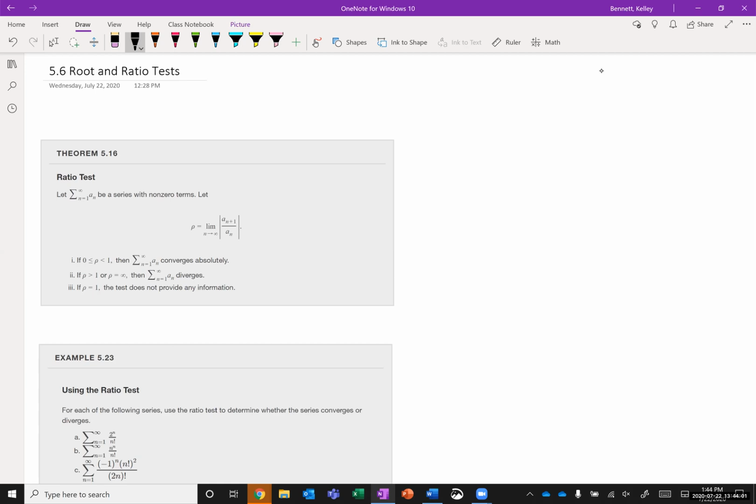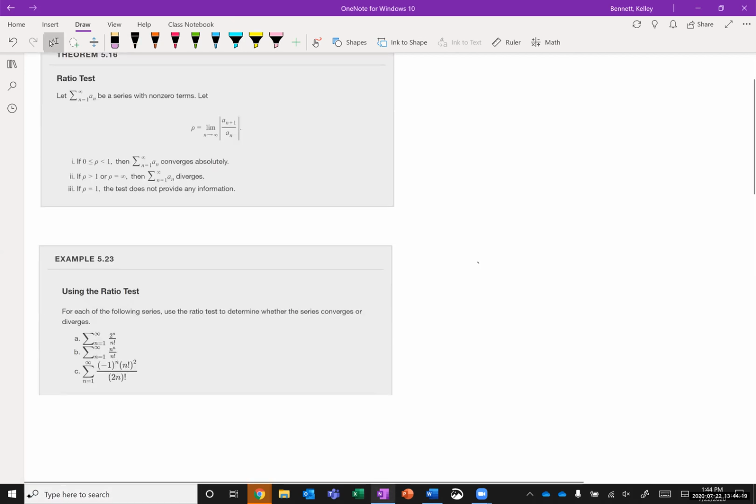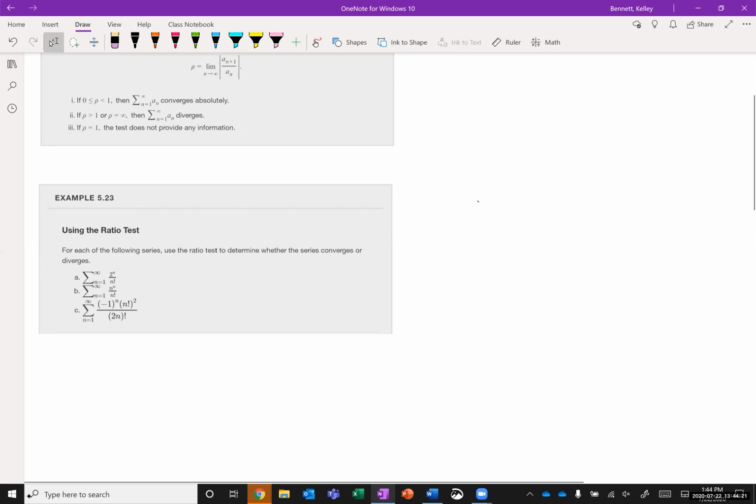So if rho is 0, anything from 0 to less than 1, then we get absolute convergence. Anything bigger than 1, and if it's infinite, we get divergence. And if it equals 1, we don't know. We don't have any information. So let's do some examples using the ratio test.